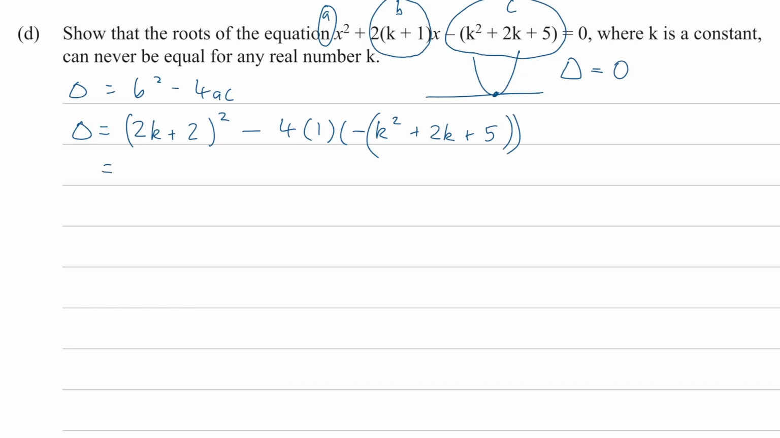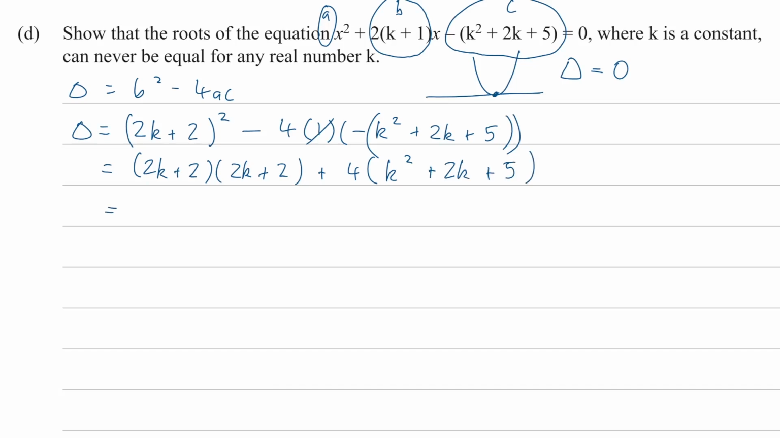So we can expand this first term out to 4k squared. If you're not comfortable expanding this out straight away, you could write it twice like this. So maybe I'll do that. And then here we have minus 4. The 1 basically just goes away, right? Minus 4 times a negative sign will become positive 4. And we're left with k squared plus 2k plus 5. Now we can expand these double brackets out.